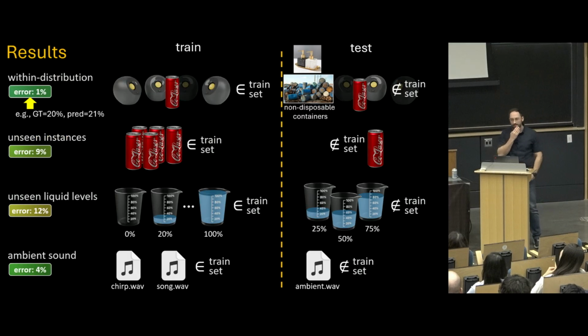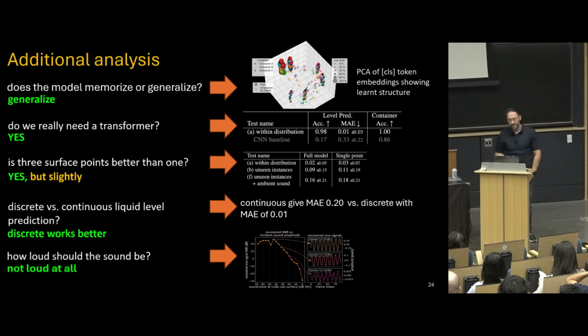And we tested on a bunch of validation categories. So for example, we only have 1% error for containers seen during training but tested under new speaker positions. About 9% error for new instances of known container types. That means that we sort of trained on 5 Coke cans and tested on the 6th. And we also generalize reasonably well to unseen liquid levels and even to ambient sound excitation. And in the paper, we have additional ablations and analysis that you can check out.